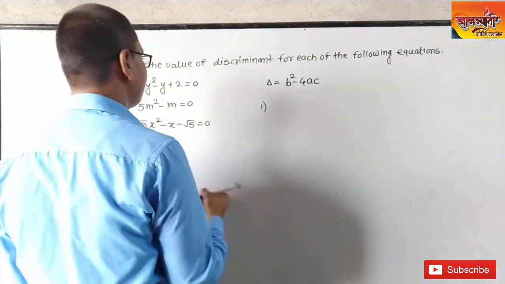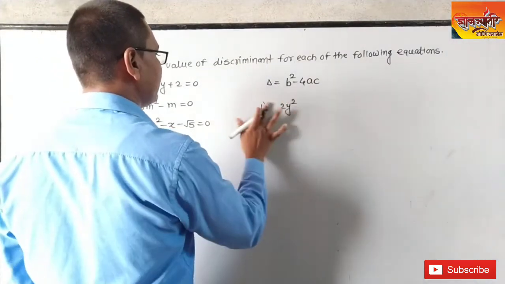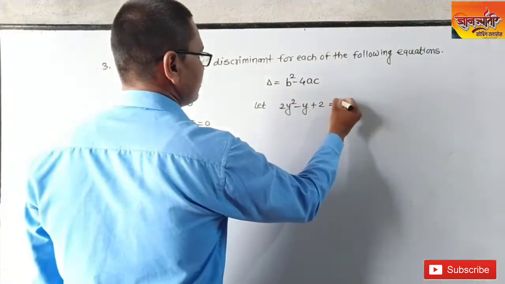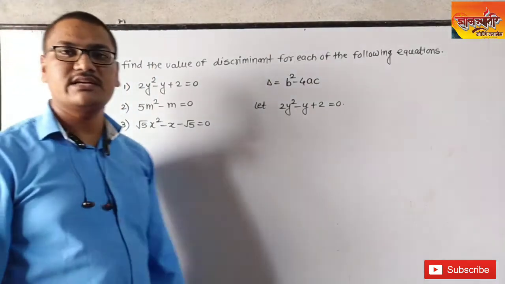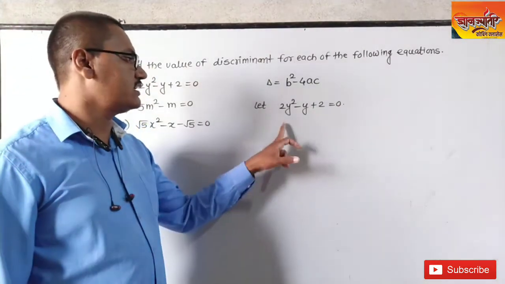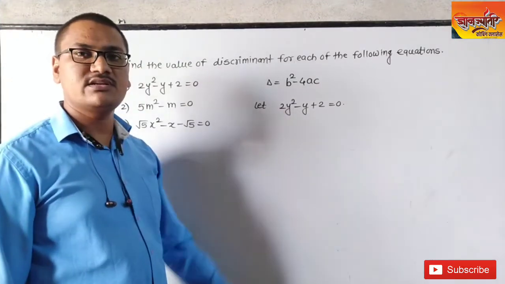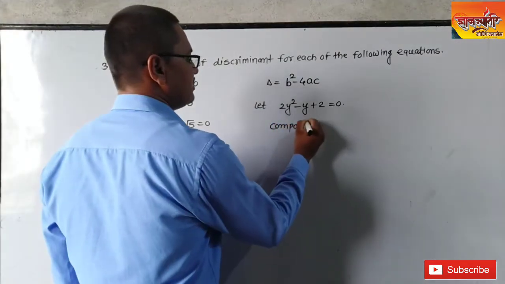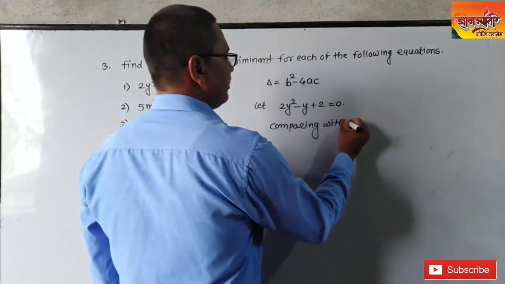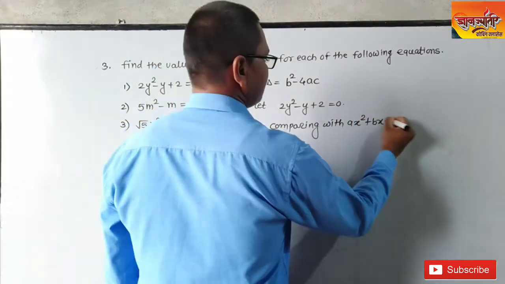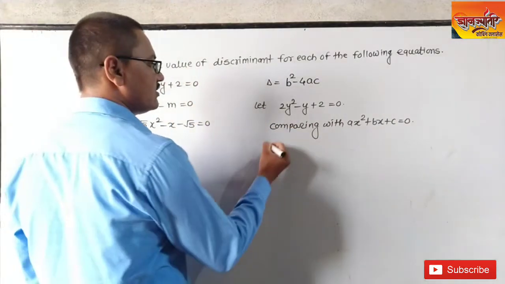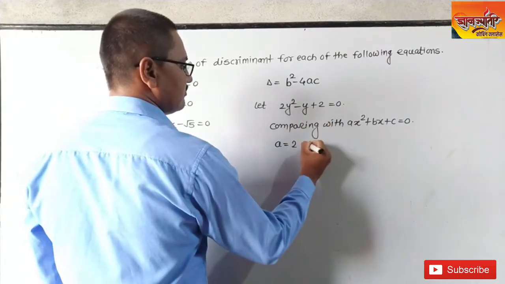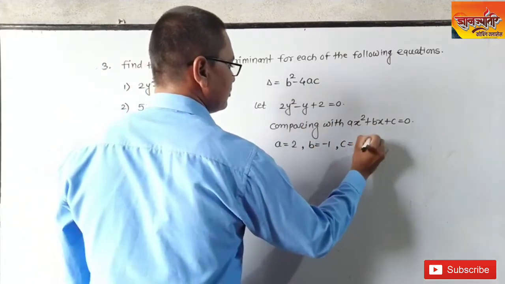You can see here the first problem, 2y² - y + 2 = 0. Firstly, the required equation should be converted into the standard form of the quadratic equation. The given equation is already in quadratic form. Comparing with the general form ax² + bx + c = 0 and determining the values of a, b, c, a is 2, b is -1 and c is 2.